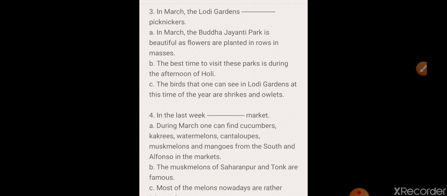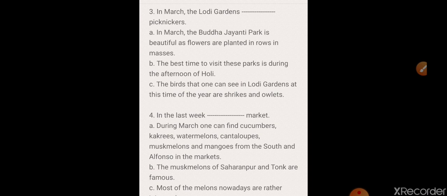Fourth is, in the last week of the month, spring vegetables and fruits flood the market. Which vegetables and fruits are found in the market? During March, one can find cucumbers, kakadis, watermelons, cantaloupes, muskmelon and mangoes from the south and alfonso in the market.